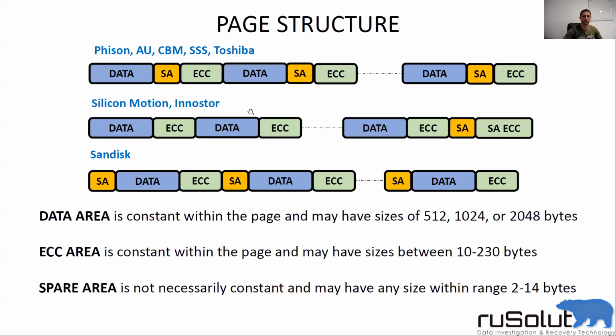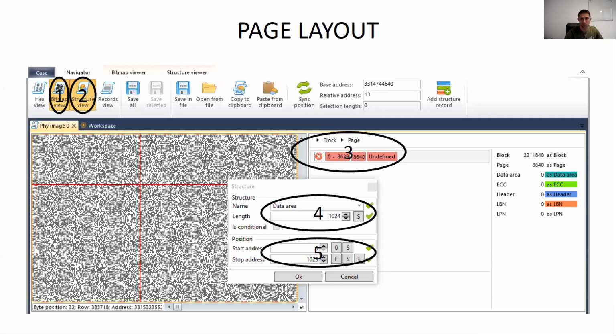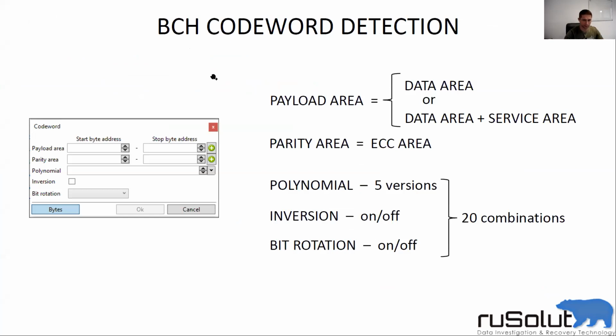Okay, and now the second part of the webinar, it's about BCH code word detection. So first of all, what is BCH code word? BCH code word, you can assume this as like a set of parameters for BCH correction, for bit errors correction. And that set of parameters includes several things. You can see it on this slide now.